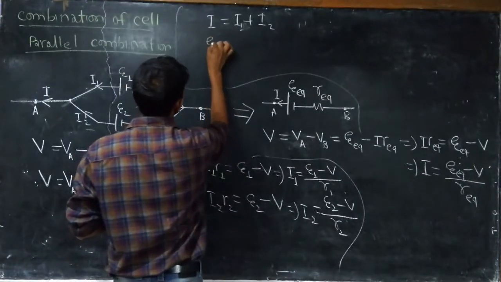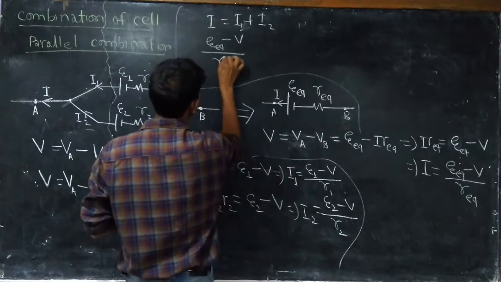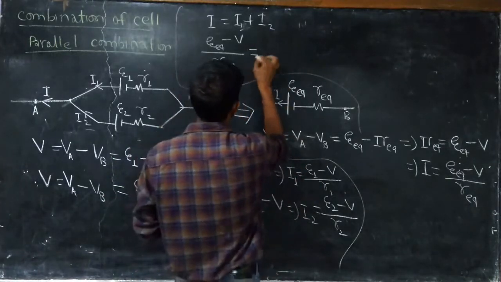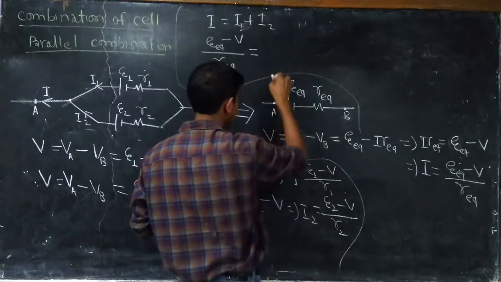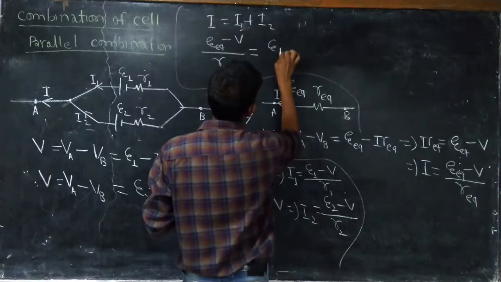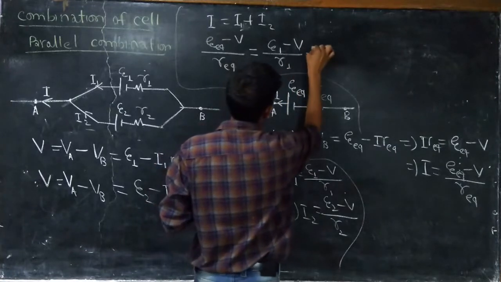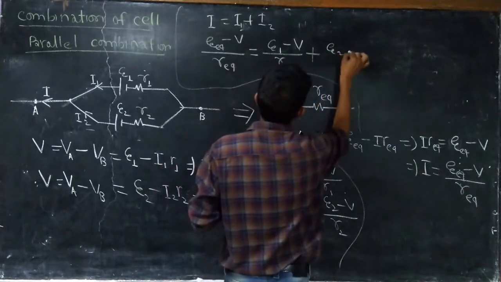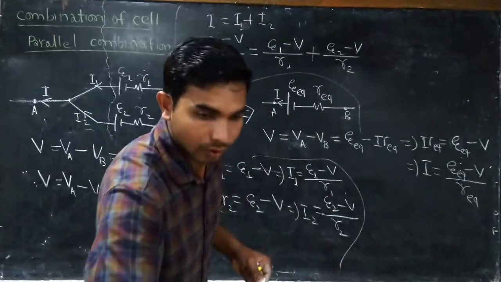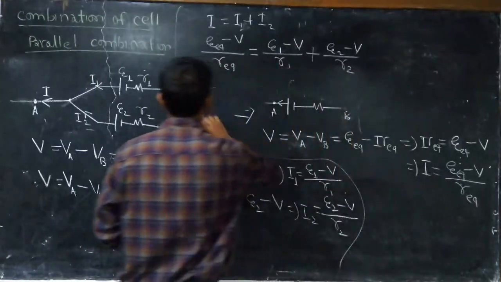So further we can write (E equivalent minus B) by R equivalent is equal to I1, which is this much. So I1 we have to write now. I1 is (E1 minus B) by R1, and this is (E2 minus B) by R2, right? So you have written this part now. Now I'm going to write it.